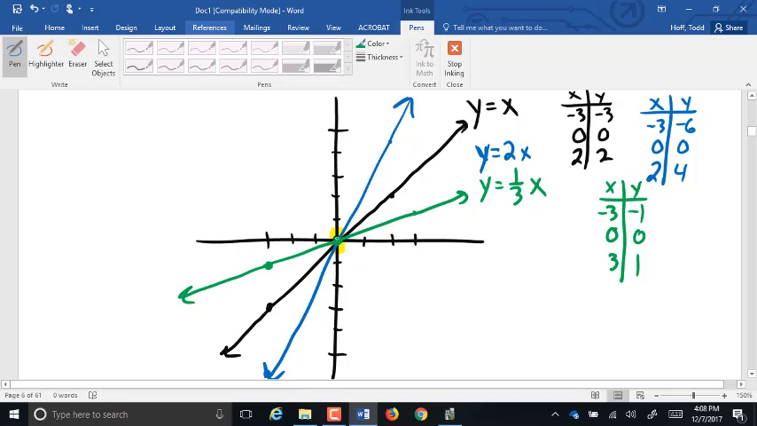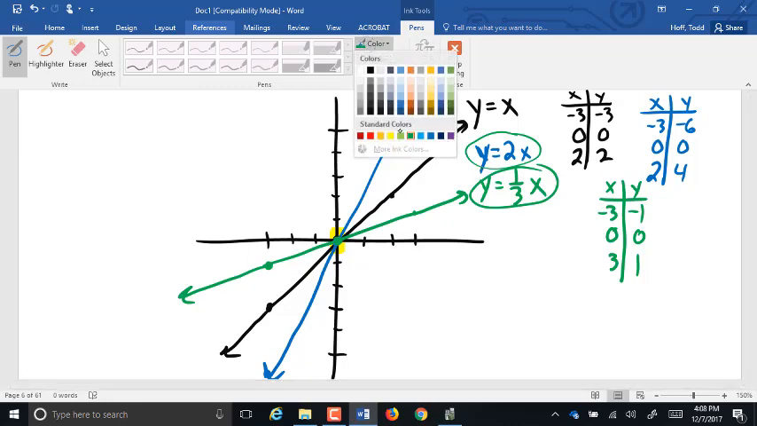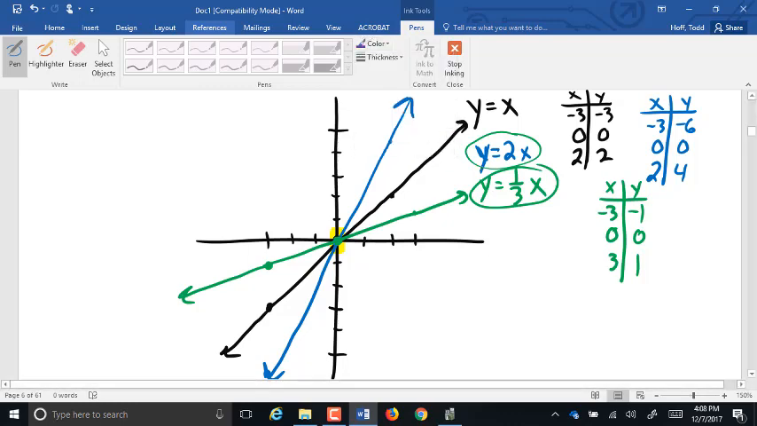So all of these lines go through the center of the graph at the origin. If I multiply by a number, it makes it steeper. If I divide by a number or multiply by a fraction, it makes it shallower. So let's look at adding. Let's do y equals x plus 2.